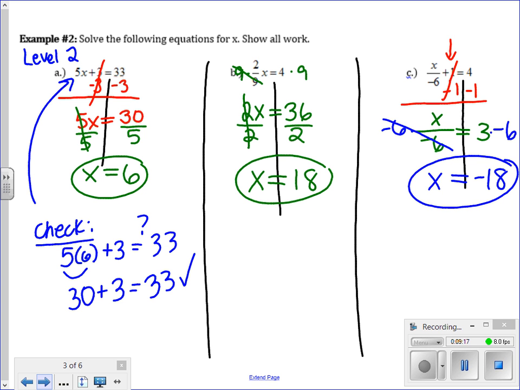Okay, now go ahead. You're going to go back to Canvas. You're going to click on the level 2 practice and you're going to work through those 6 problems. Once you've gotten them all right, you can come back and join us for example 3. So go ahead and hit pause now.